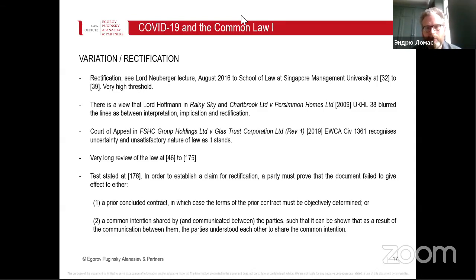And they say that to prove that a document, i.e. a contract, has failed to give effect to the party's true intent, there's either got to be a prior concluded contract in which the terms must be objectively determined, or a common intention communicated between the parties such that it can be shown that the parties understood to share a common intention. So what this is getting at, again, is that there's a high threshold for rectification.